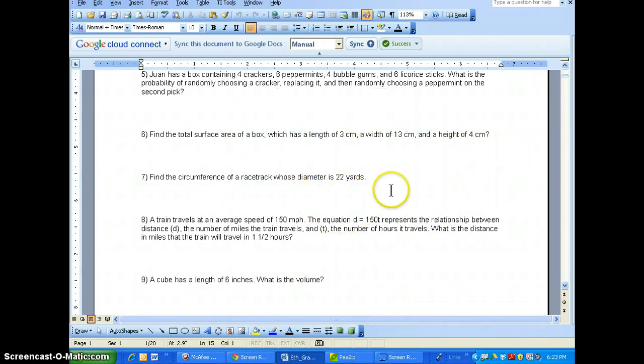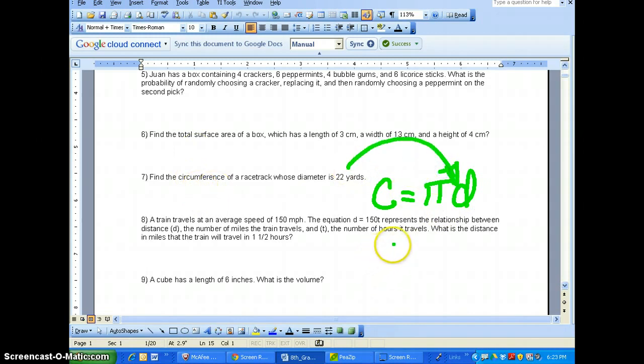Number 7, find the circumference of a racetrack whose diameter is 22 yards. Okay, here you just need the formula. C equals pi times diameter. They want to know the circumference. They gave you the diameter.